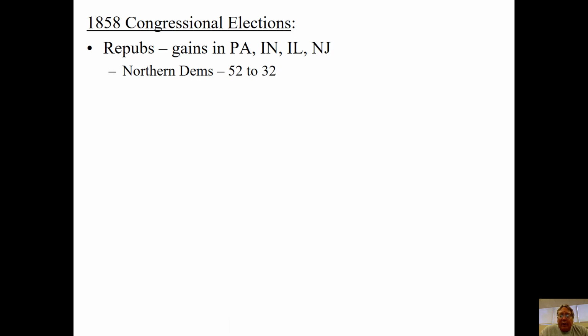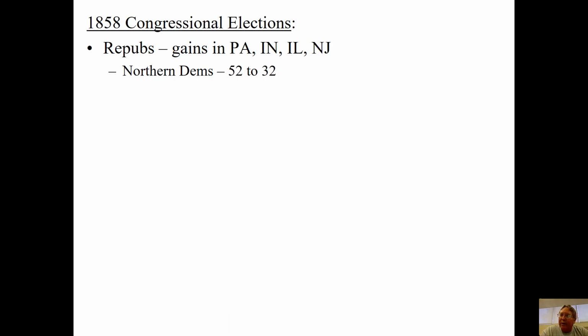Well, here in the 1858 elections, Republicans do great. They pick up almost every northern state. It's under their control now. They pick up Pennsylvania, Indiana, Illinois, and even New Jersey, all northern states. Remember, the Republican Party is a northern party. It is for northerners by northerners, right? It's about their interests, their aims. And of course, one of their aims is to limit the spread of slavery.